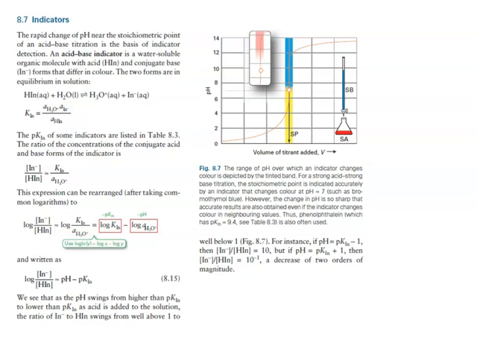The rapid change of pH near the stoichiometric point of an acid-base titration is the basis of indicator detection. An acid-base indicator is a water-soluble organic molecule and conjugate base in which those two forms differ in color. The two forms are in equilibria in solution.